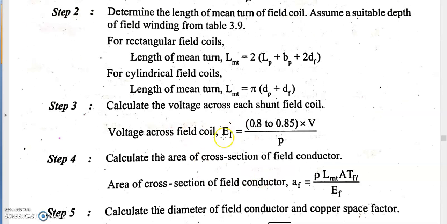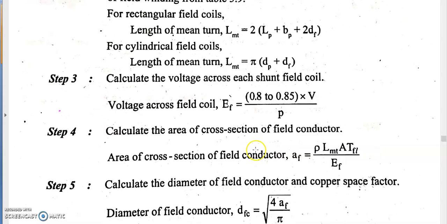Then we calculate the voltage across the field coil. These equations we have already discussed: only 80 to 85 percent of the applied voltage will be available across the shunt field winding. The remaining 15 to 20 percent is the voltage drop in the voltage regulation process across the shunt field rheostat. So the voltage across the field coil is 80 to 85 percent of the applied voltage divided by pole.